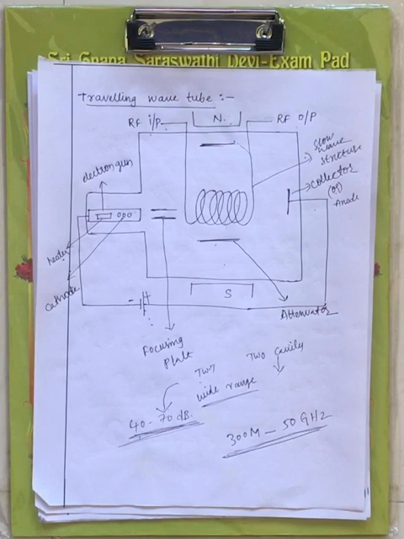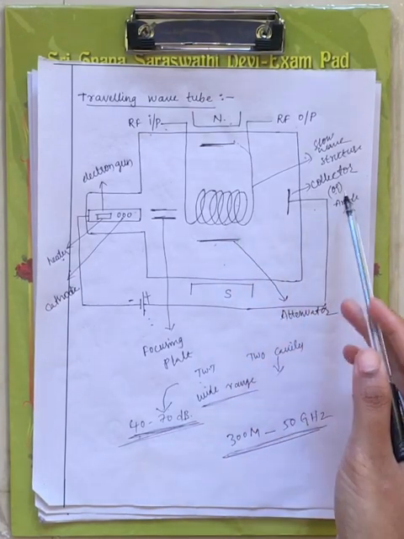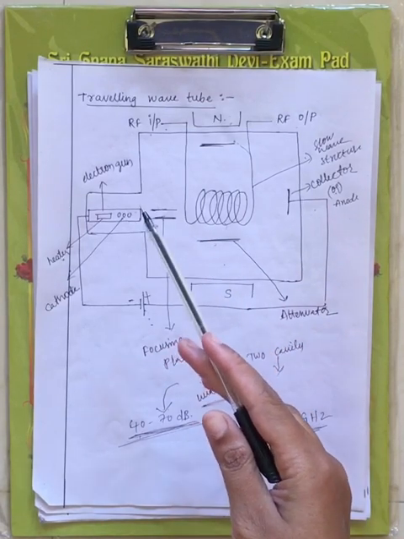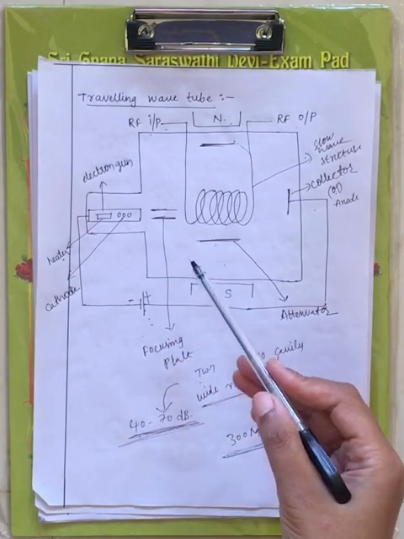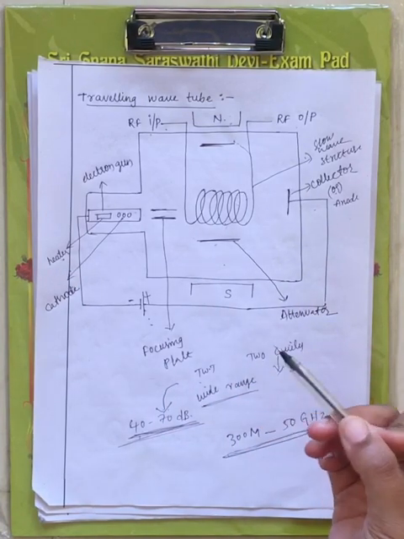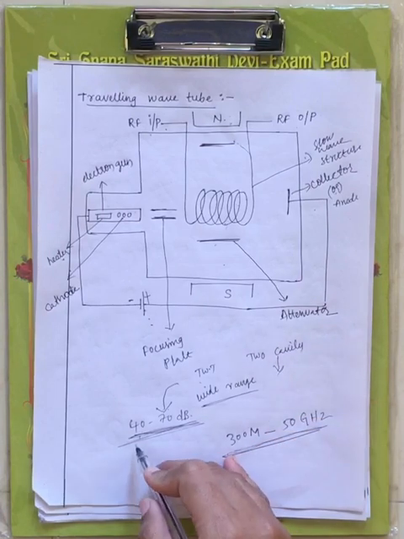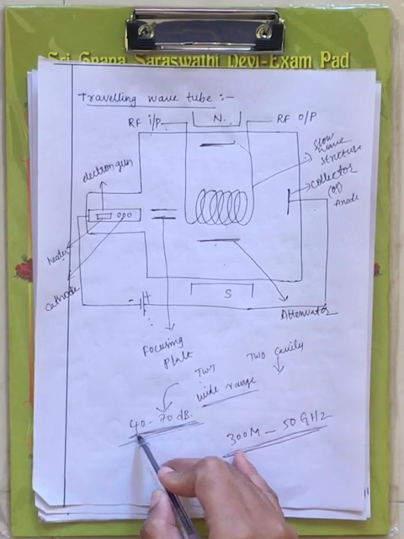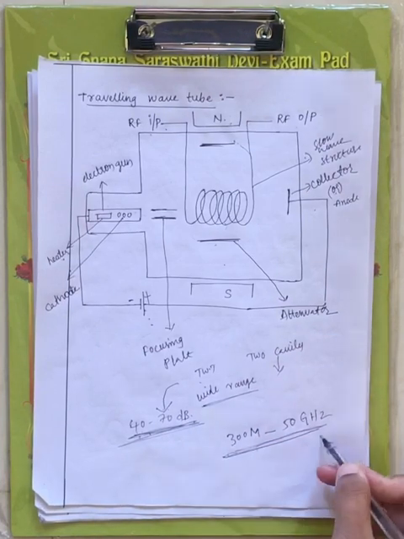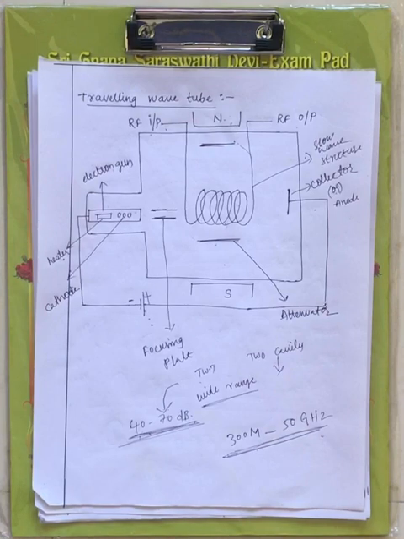Now let us see how the signal is amplified in this structure. The traveling wave tube contains the helix structure, which is also called a slow wave structure, and it is used for amplification of the signal. The advantage of the traveling wave tube over other amplifiers is that it is used for a wide range of frequencies, with a power gain of 40 to 70 dB and an operating frequency of 300 megahertz to 50 gigahertz.